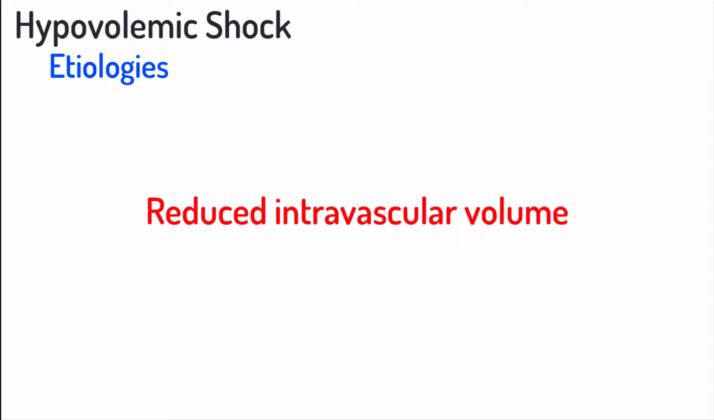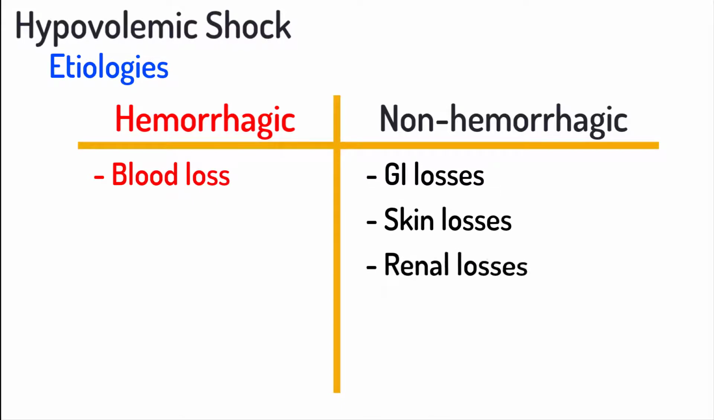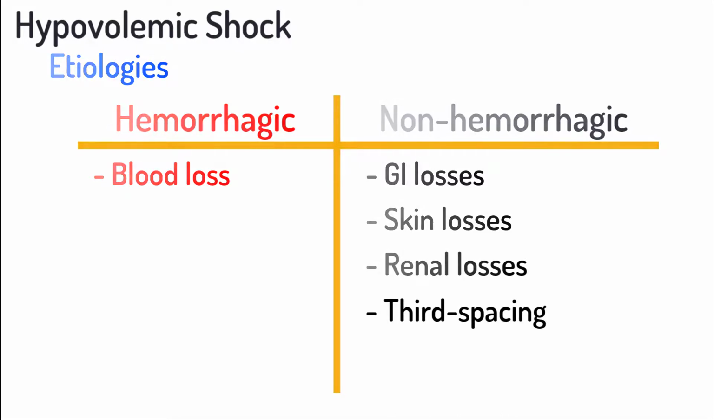Hypovolemic shock is defined as shock resulting from reduced intravascular volume. The specific causes of hypovolemic shock may be categorized as either hemorrhagic or non-hemorrhagic, depending on the source of fluid loss. As the name implies, hemorrhagic shock involves blood loss as the mechanism of reduced intravascular volume, and any source of significant bleeding could theoretically result in hemorrhagic shock. Alternatively, non-hemorrhagic shock involves the loss of fluid other than blood. Once again, any source of significant fluid loss could result in non-hemorrhagic hypovolemic shock, but GI losses, skin losses, renal losses, and third spacing are commonly implicated.